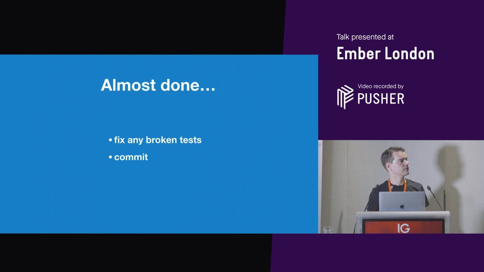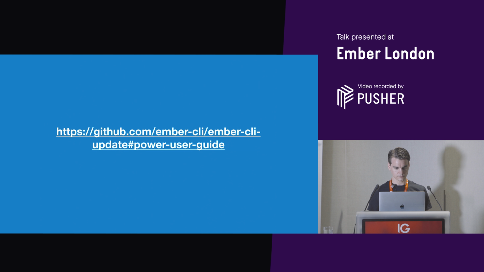And so once you get to this point, you're almost done. Now you go back to your test suite, you fix any of those that the code mods might have malformed, and then you commit. So I would say that this is pretty much the new standard way, the official way to update your Ember apps. It's missing in some places of documentation currently, but I wrote this power user guide in the README to help facilitate the adoption, I guess you would say.